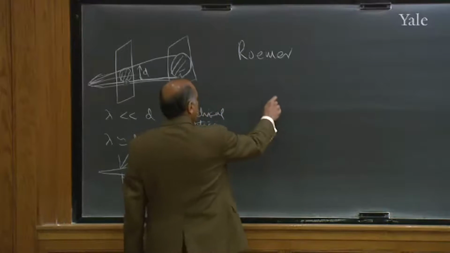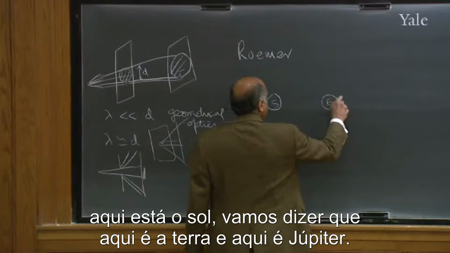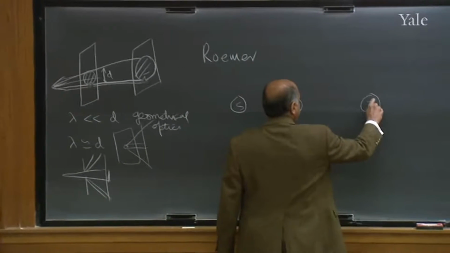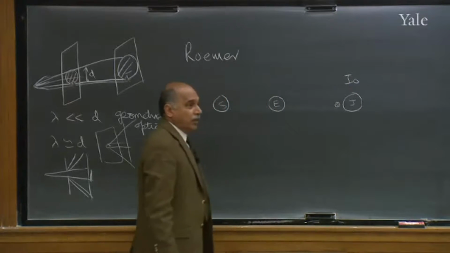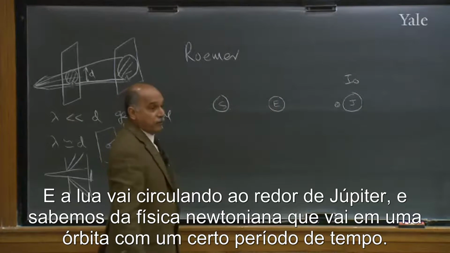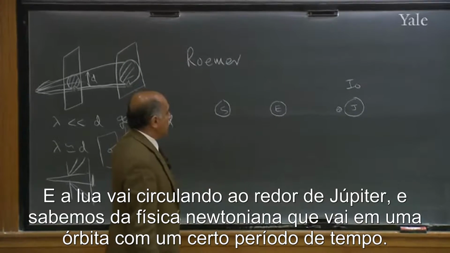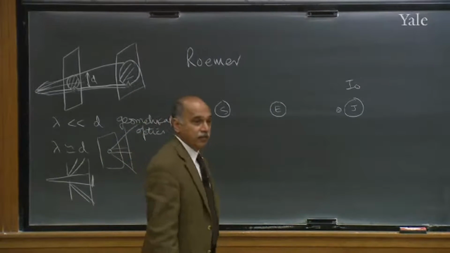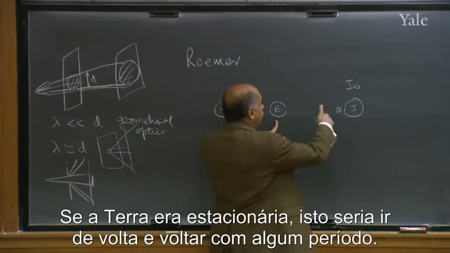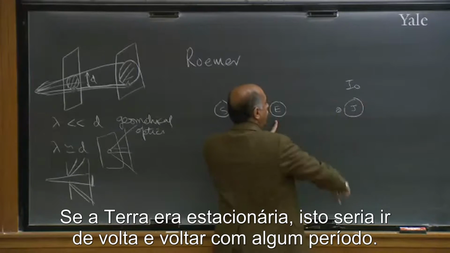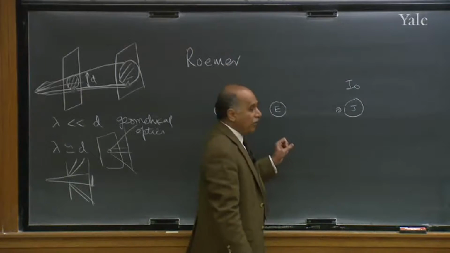Okay? So here's the sun, and let's say here is the Earth, and here is Jupiter. It's got one of these moons called Io. And the moon goes round and round Jupiter. And we know from Newtonian physics that it will go in an orbit with a certain time period. If the Earth were stationary, this would go round and round with some period. I forgot what it is, an hour and something, to go once around Jupiter.